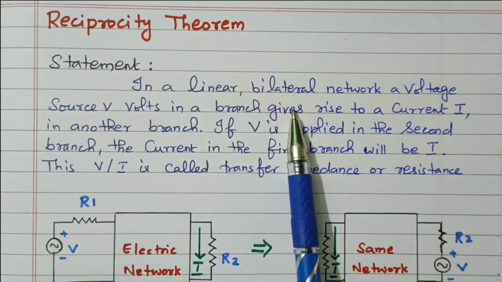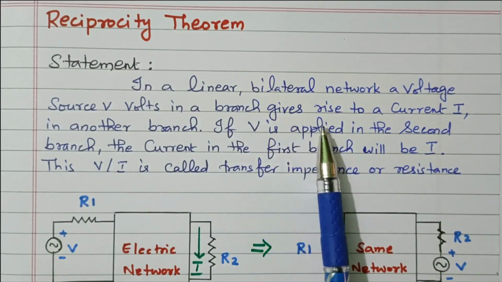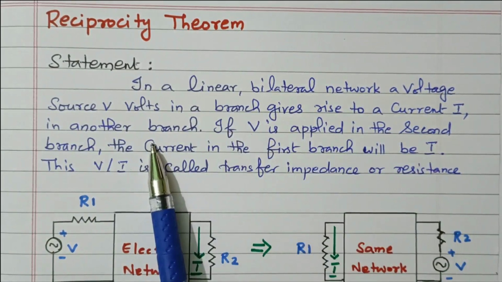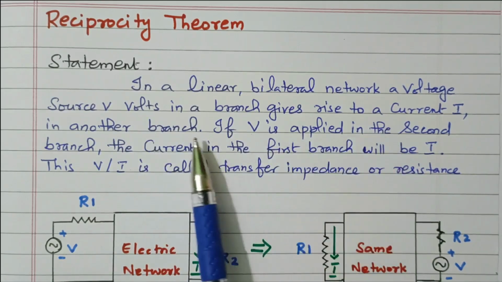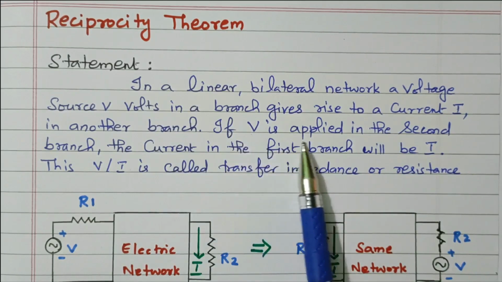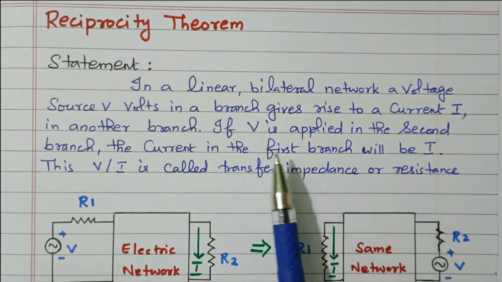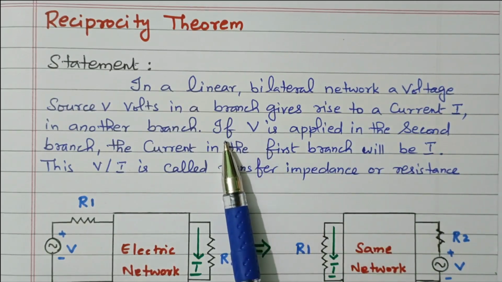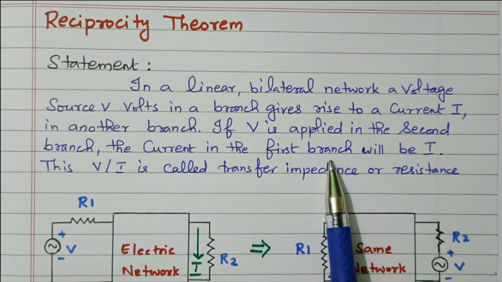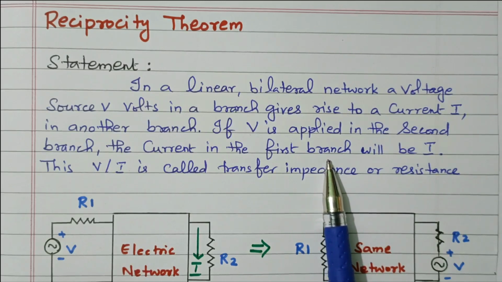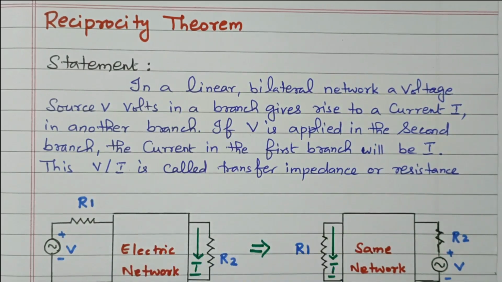In a linear bilateral network, a voltage source V in a branch gives rise to a current in another branch. The voltage source available in one branch will give rise to a current in another branch. If V is applied in the second branch, the current in the first branch will be I. Suppose we interchange the voltage from the first branch to another branch, the current in the other branch will be reflected in the first branch. That is the statement given by the reciprocity theorem. This V by I is called a transfer impedance or resistance.